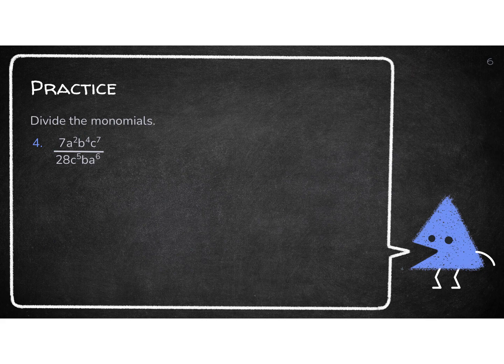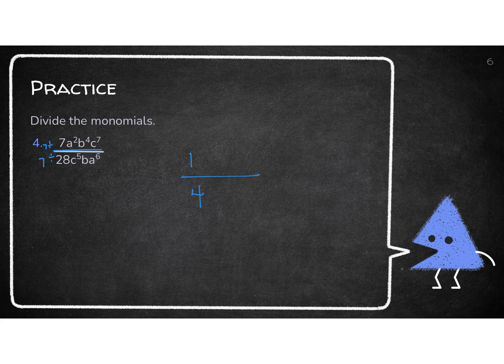All right, last example here. I know that I'm dividing, so I need to divide the big numbers, subtract the little numbers. So if I do 7 divided by 28, I'm going to get a decimal. Don't want decimals. I know both of these are divisible by 7, though, so we're going to divide both of them by 7. So 7 divided by 7 is going to give me 1. 28 divided by 7 is going to give me 4.